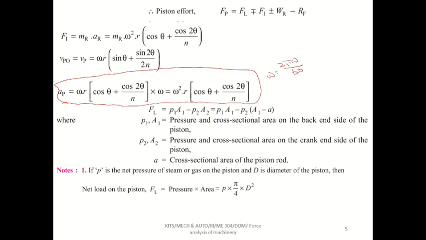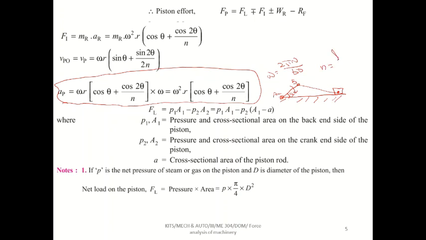What is r? Suppose they have given the slider crank mechanism. Imagine we have the mechanism like this. Here r is the radius of this crank. Suppose AB is a crank, then r means radius of the crank or length of the crank, that is r, and this angle is called theta.